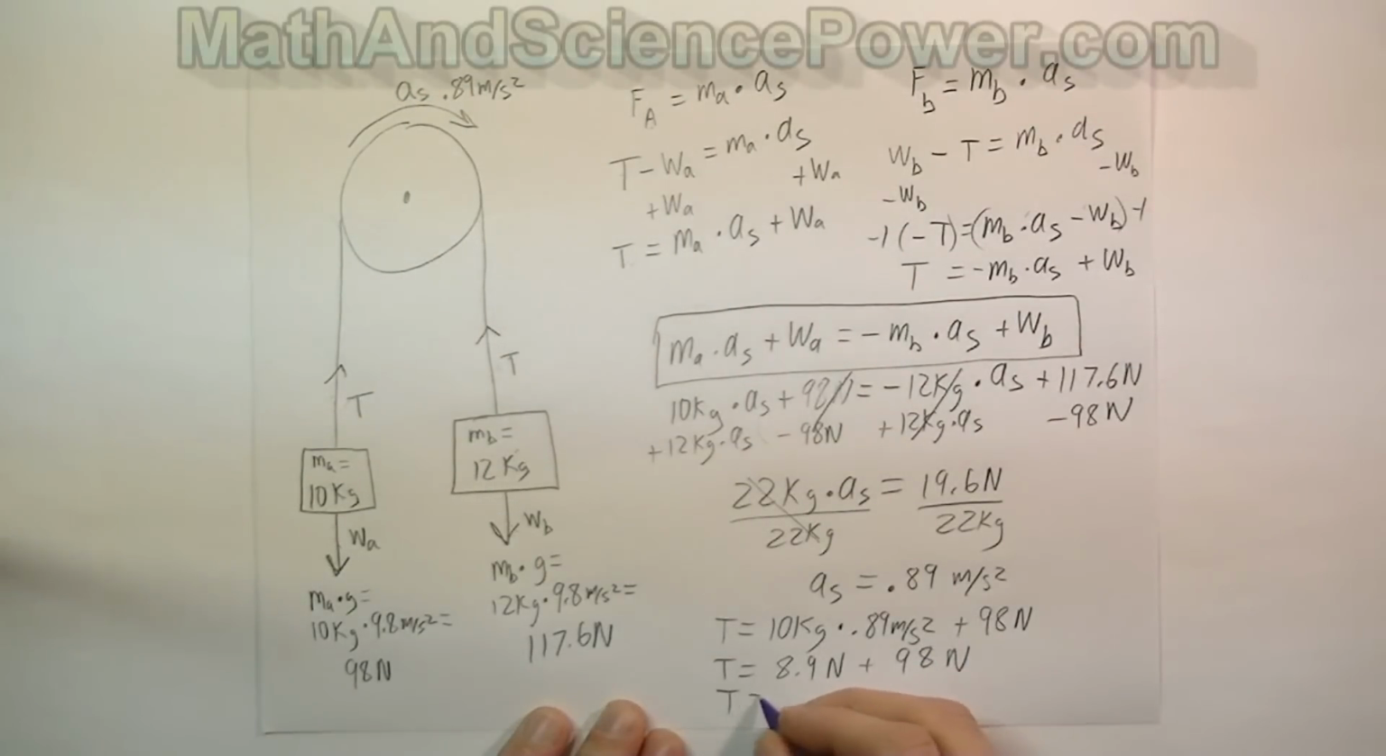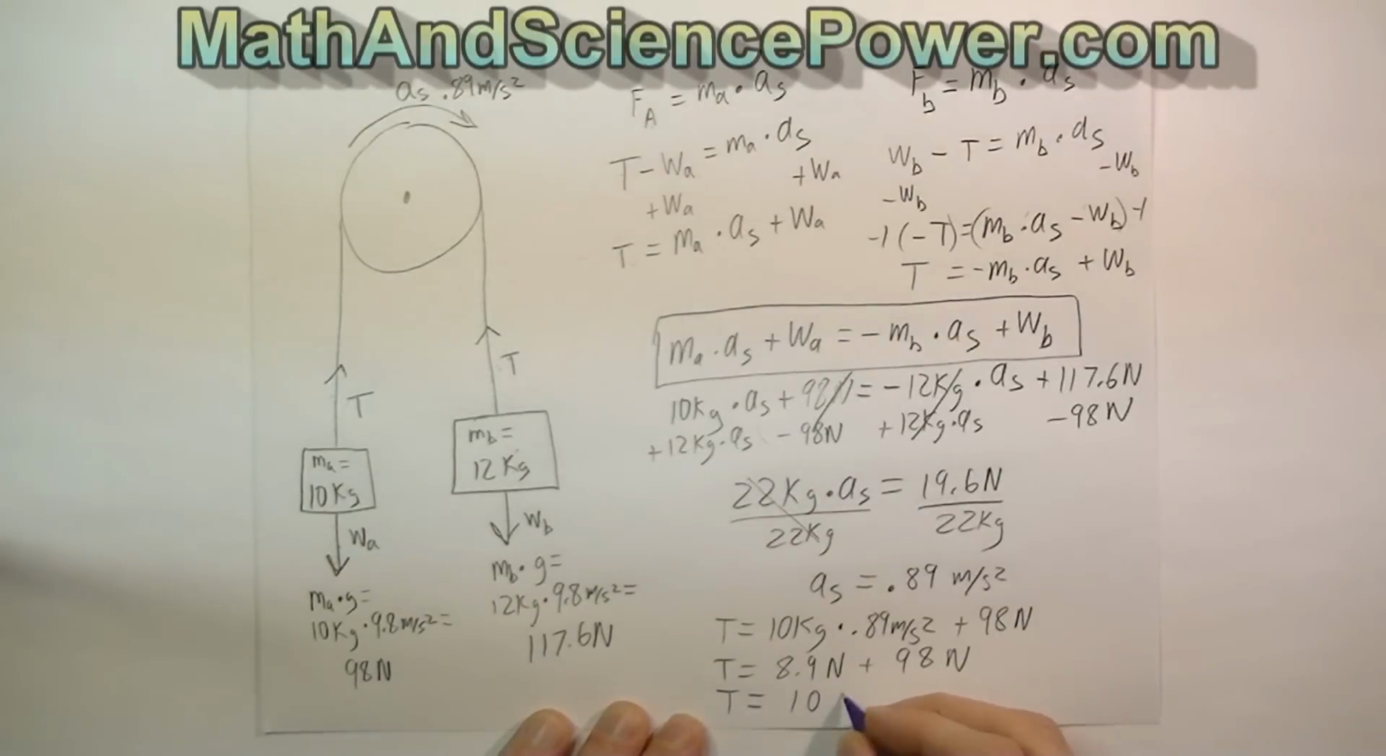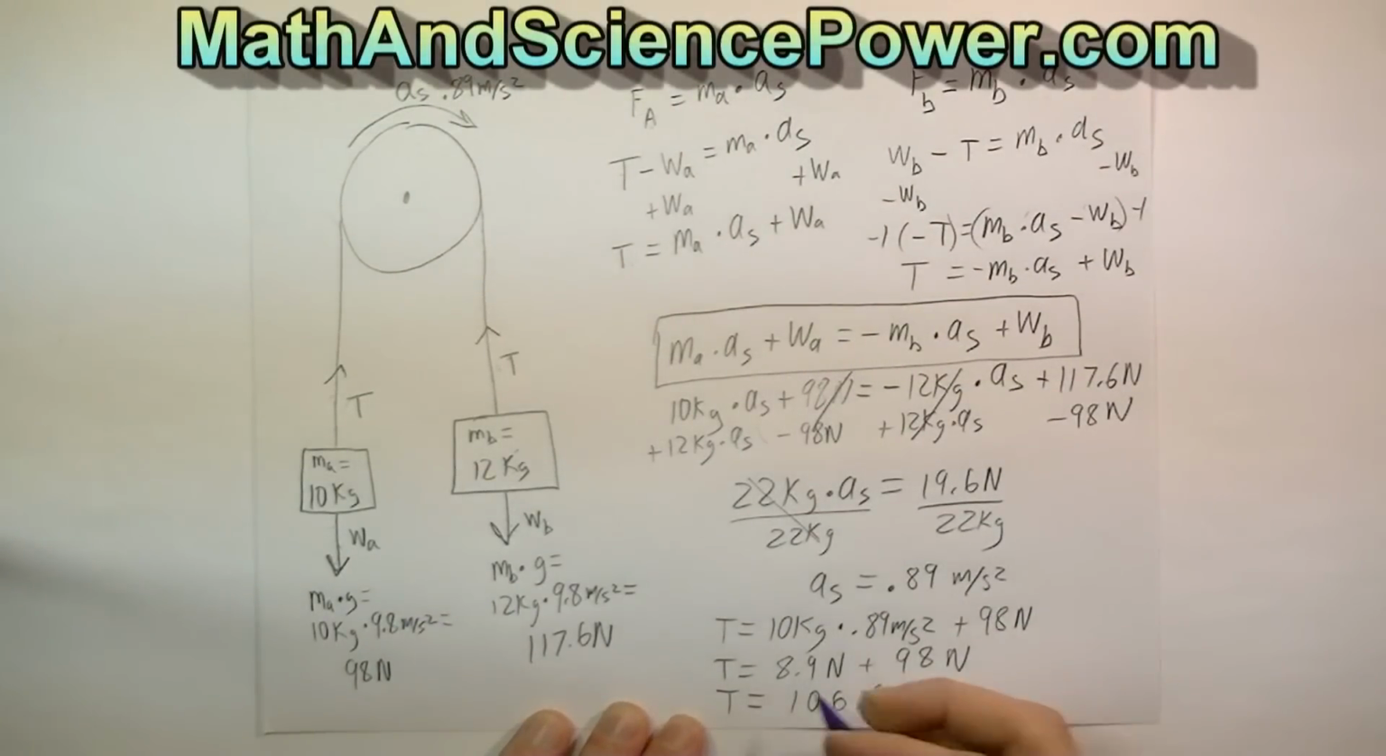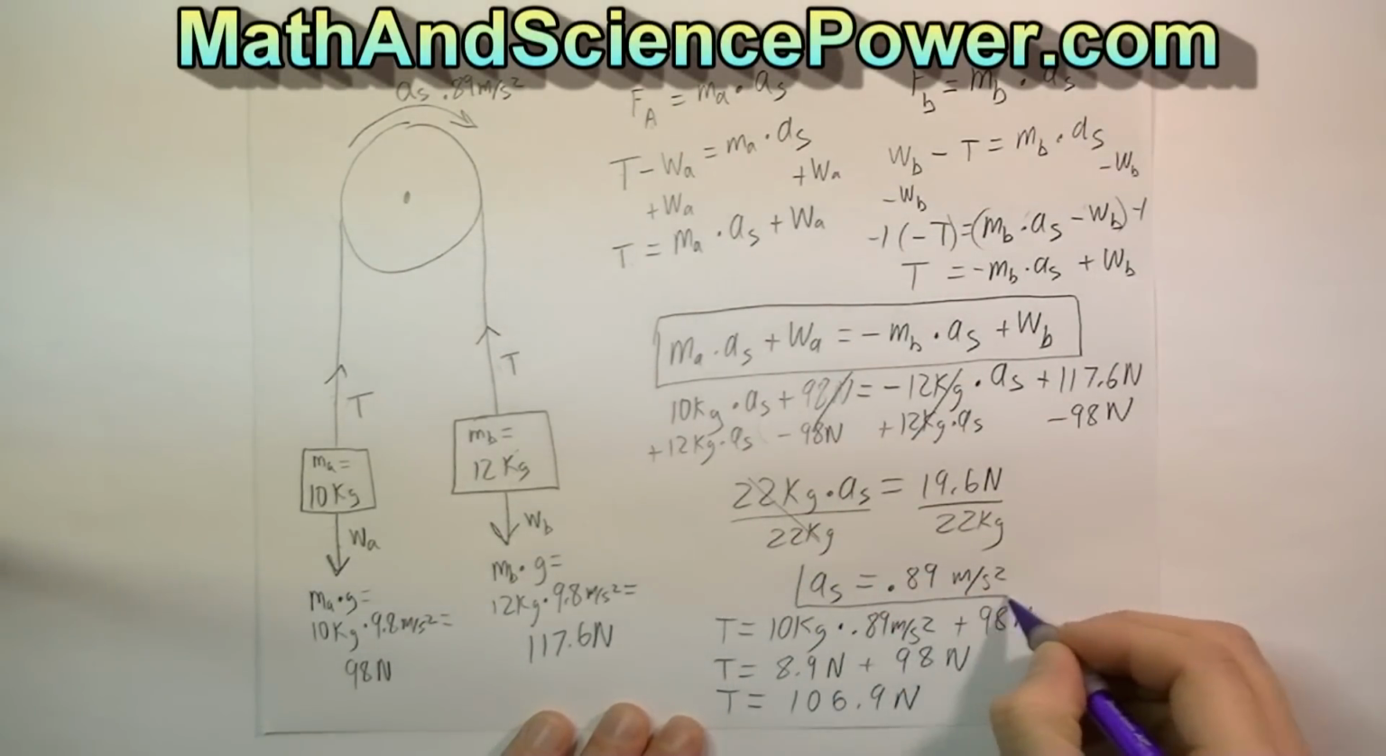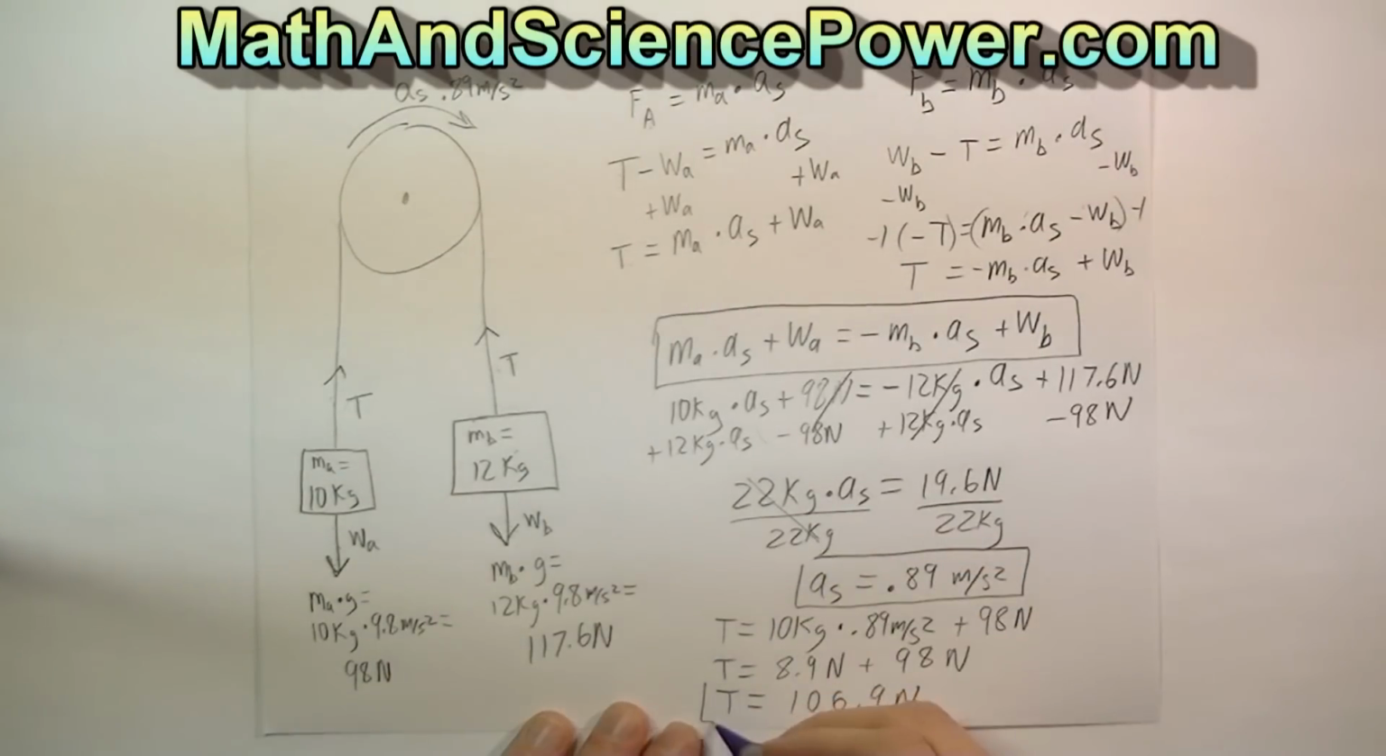So we get that tension equals 106.9 newtons. So we solved for the acceleration of the system and the tension in the rope.